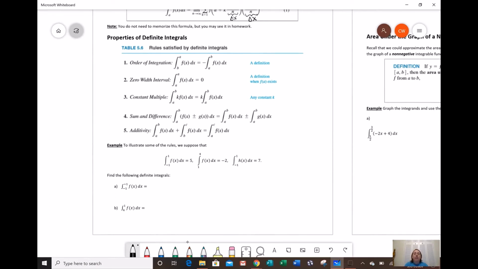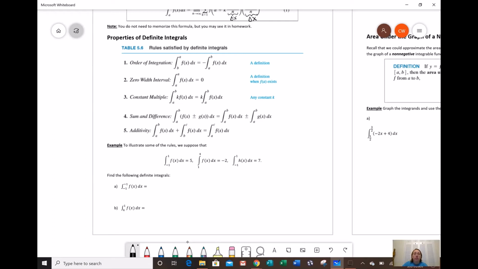All right, properties of definite integrals. Order of integration. So remember I told you that we can switch the limits of integration. It doesn't have to be the little number on the bottom and the big number on top. It could be either order. If you switch the order of integration, all that does to the answer is change the sign. Okay, so make sure you put it in the right order or you're going to get the wrong sign.